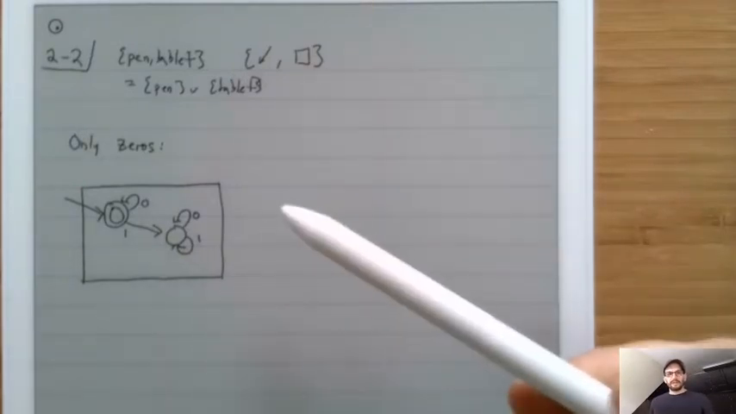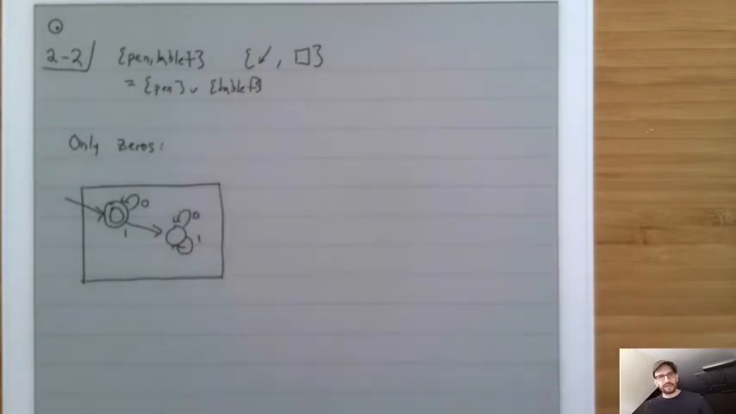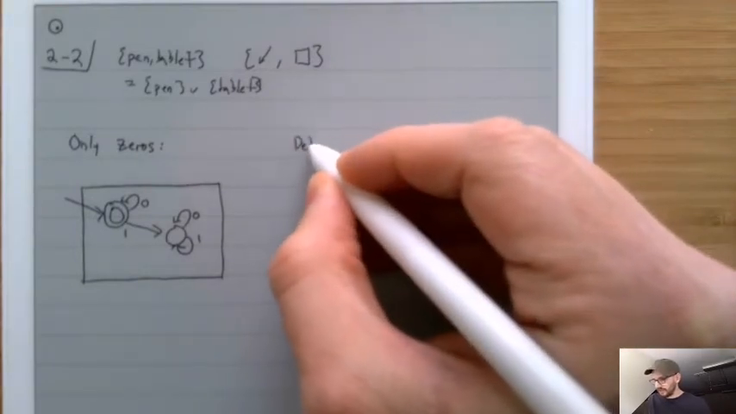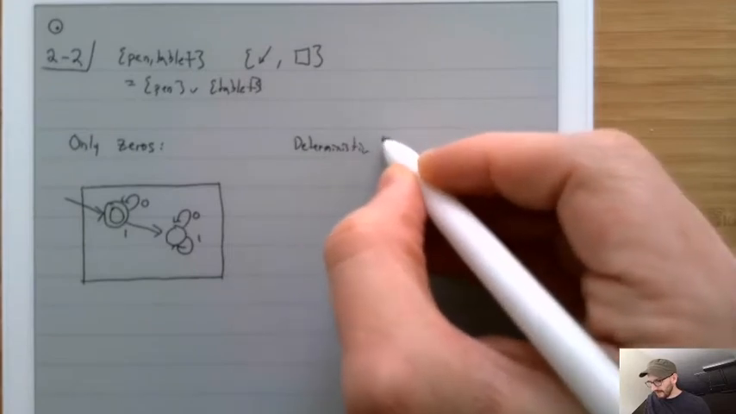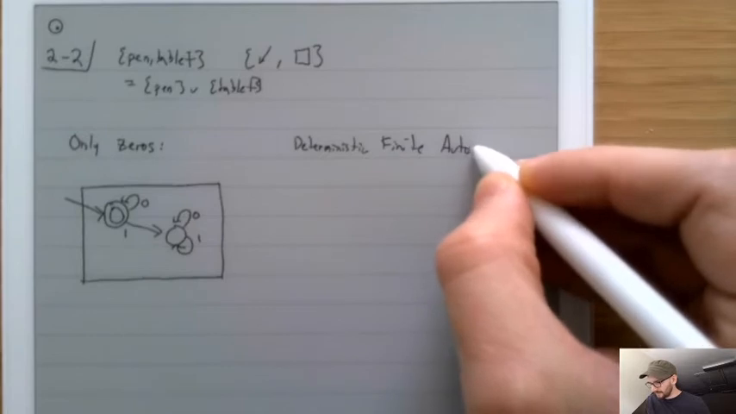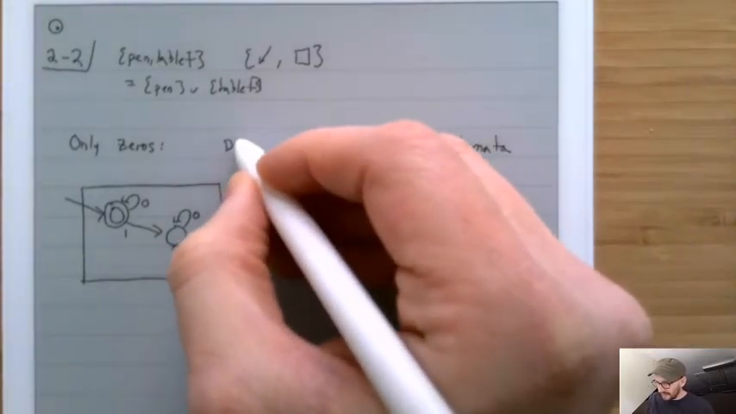Now, you may be thinking to yourself, that doesn't look like a set. I mean, I thought all sets had these braces in them. But remember, there are many different representations for the same ideas. So this right here is a representation of a set called a deterministic finite automata, or a DFA.